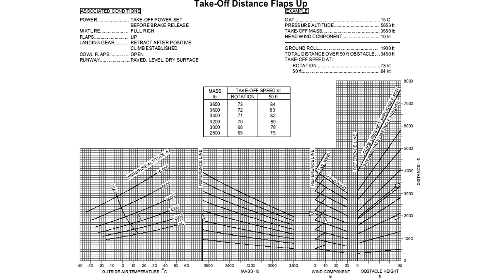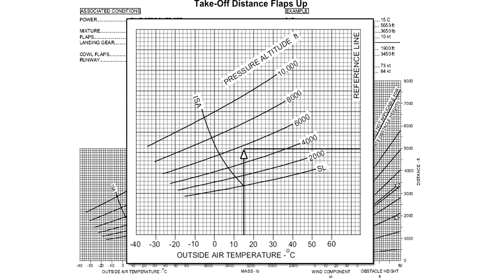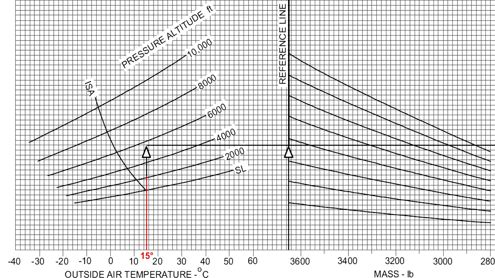Having looked at the various bits of information around the graph, let's now examine the graph itself. The left-hand carpet of the graph involves the variations of temperature and pressure altitude. This part of the graph accounts for the effect of air density on the takeoff distance. In the example, we will assume a temperature of 15 degrees at an airfield which is situated at a pressure altitude of 4,000 feet. To use the graph then, move upwards from 15 degrees until you have reached the 4,000 foot pressure altitude line. Then move right until you meet the reference line, shown here.